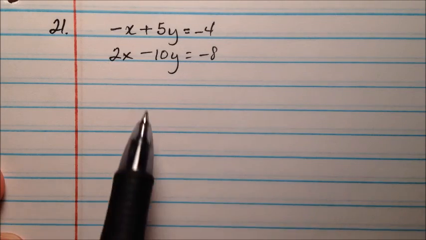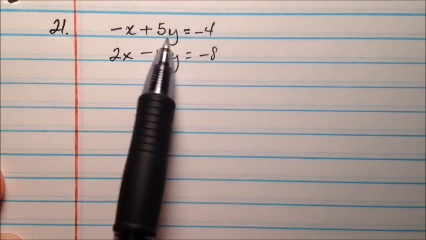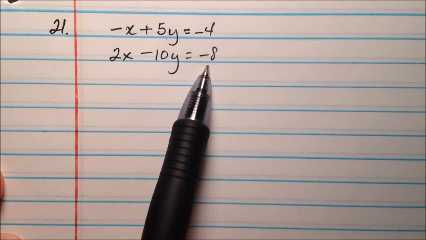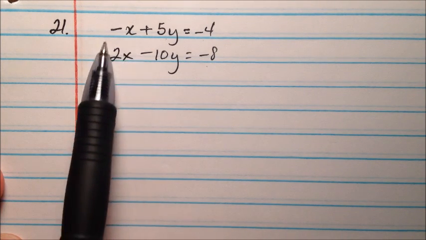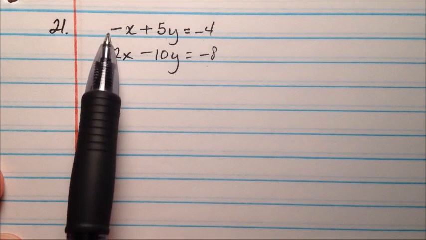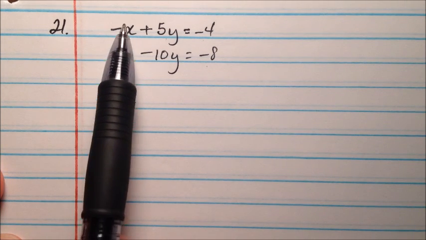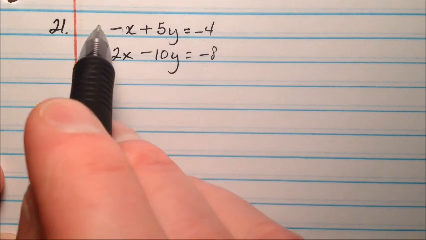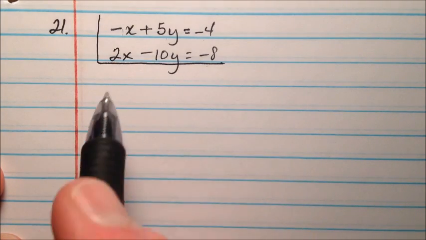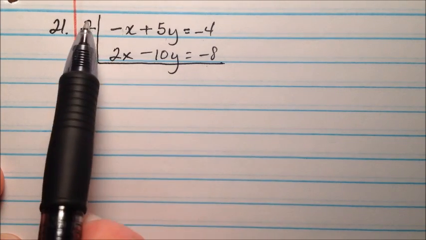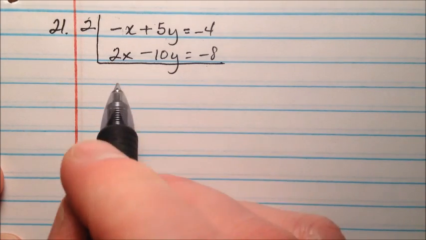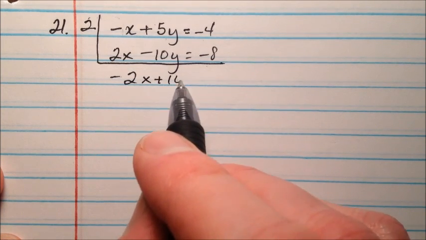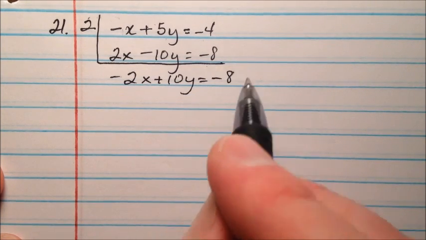In number 21, we're given this system, negative x plus 5y equals negative 4, and then 2x minus 10y equals negative 8. So it looks like with my x's, they're opposite in sign. This one's negative, this one's positive. The coefficient here is 1 and 2, so it looks like if I doubled that top one, they'd be the same but opposite sign. So let's go through and multiply this top equation by 2. So I'll get a negative 2x plus 10y equals negative 8.